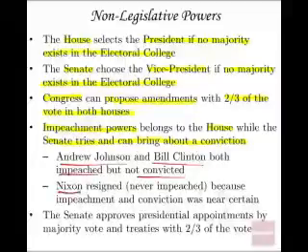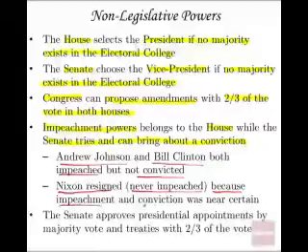Now, Nixon resigned, and he was never impeached, but it was because impeachment and conviction was near certain. Again, this is the power of the Congress. The ability to impeach was basically the reason behind why Nixon resigned from office.